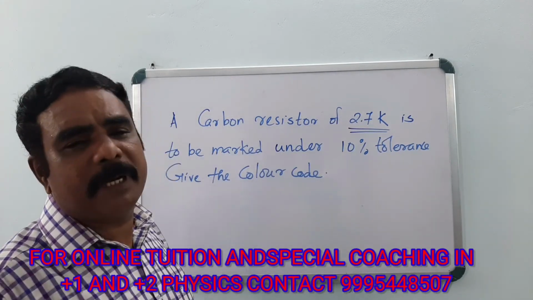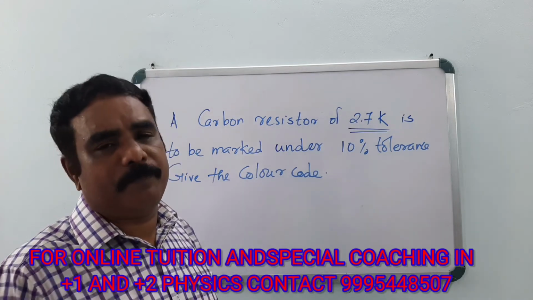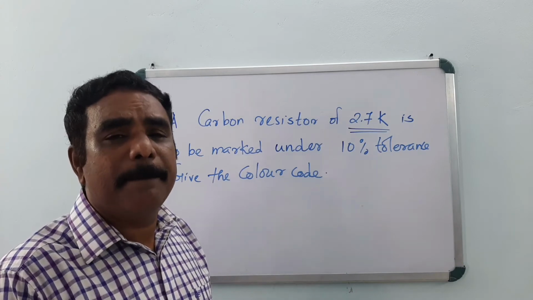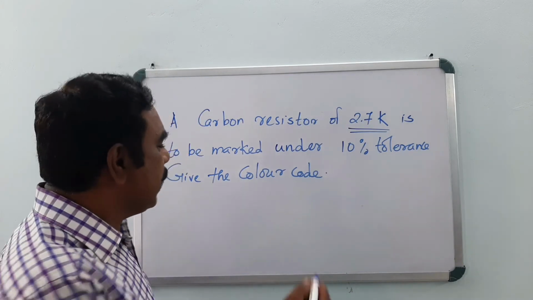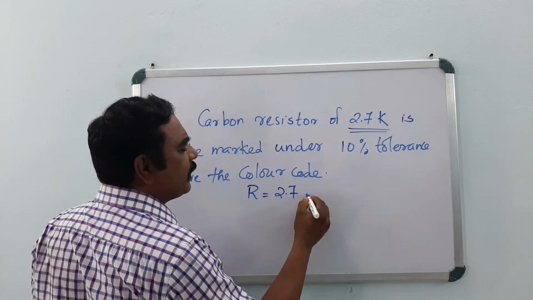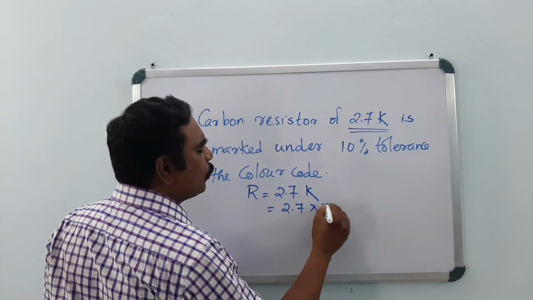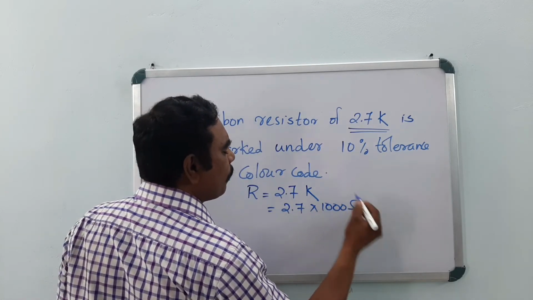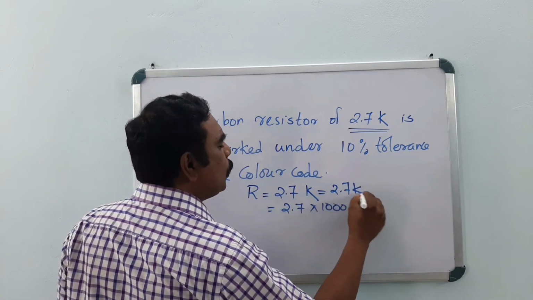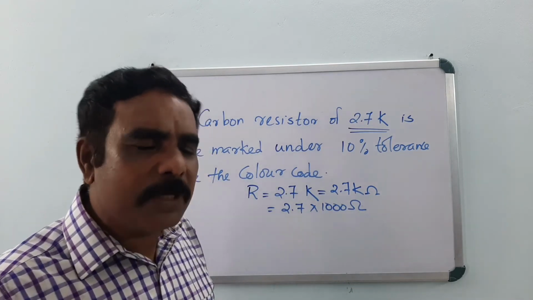Don't get confused by that usage. K represents kilo ohm. Had it been M, it would be mega ohm. Now, given resistance is equal to 2.7K, means 2.7 into 1000 ohm. 2.7K means 2.7 kilo ohm. 1 kilo ohm is equal to 1000 ohm.